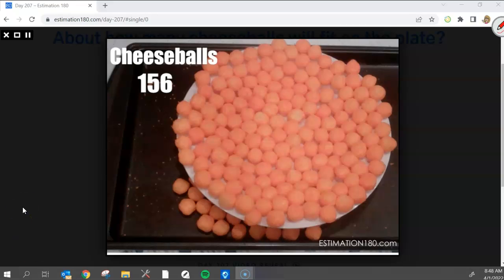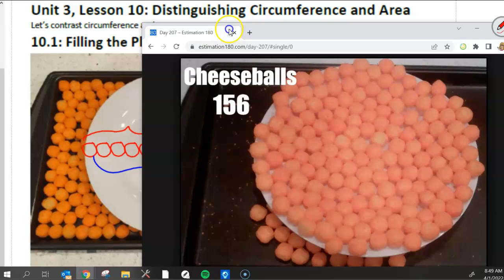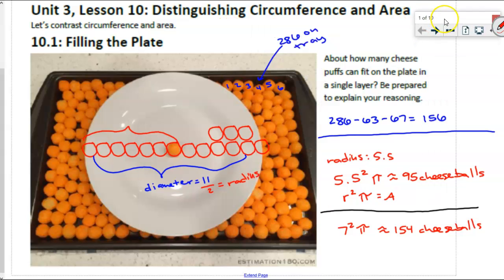All right, and there is that big reveal. 156 cheese balls fit on the plate. So let's talk about strategy here. Did Joshua's method work? Yes, but it only worked because he knew how many were on the tray.